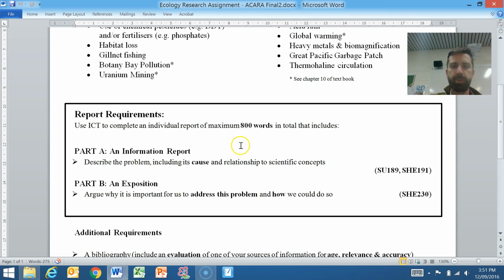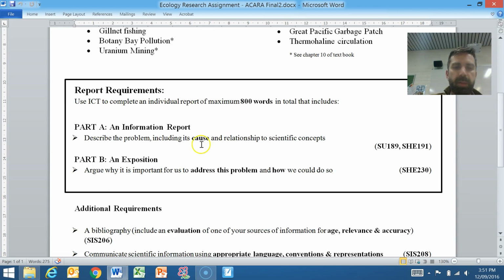Now the assignment's got two parts. In the first part you're going to do an information report. An information report means you're giving the reader information. So you're describing the problem, including the cause of the problem, so how this thing actually happened. And then I want you to try and bring in some of the scientific concepts that we've talked about in class, like maybe the carbon cycle or the nitrogen cycle or the matter and energy cycle.